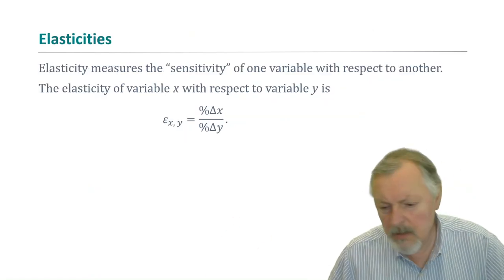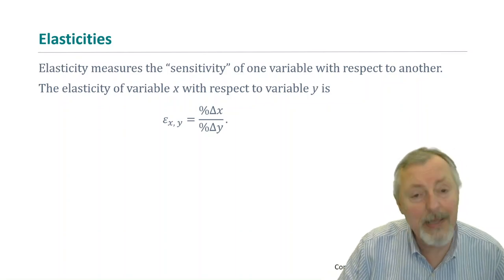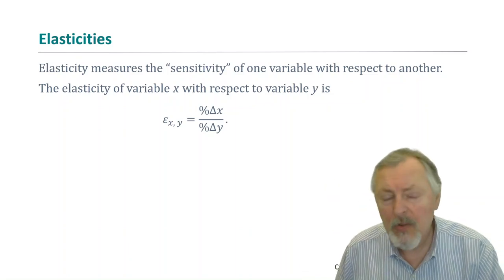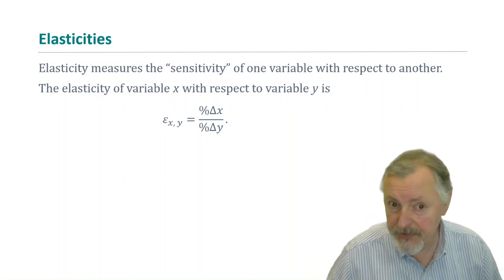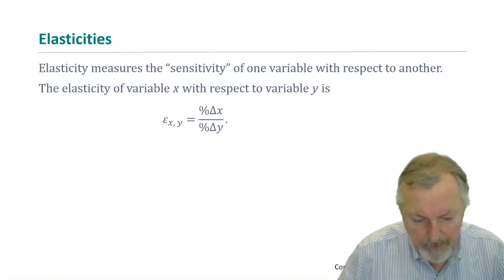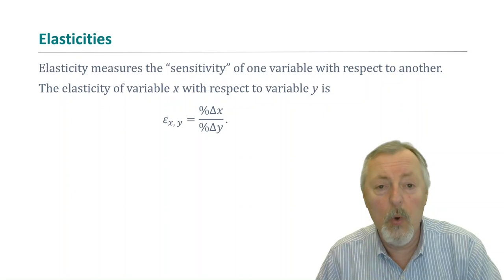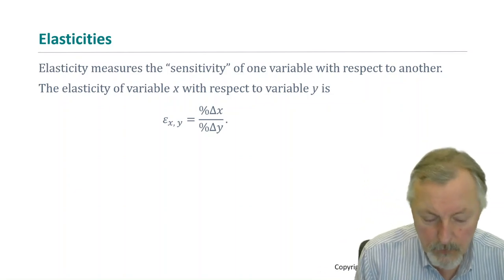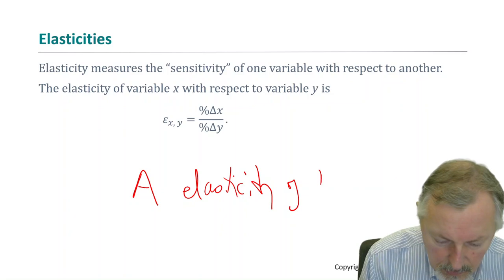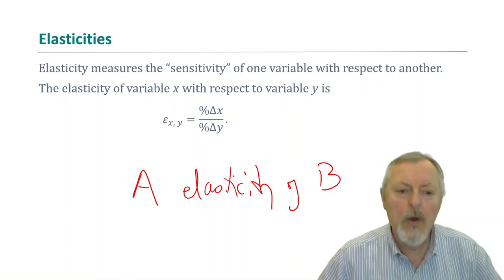Okay. The main point of this chapter is elasticity. Now, I assume you did see elasticity, you may even remember it, from principles. The concept is the same. The way we calculate it in intermediate micro is different. First, what is elasticity? Elasticity is a generic term referring to how responsive one thing is to a change in another. For example, the elasticity of B with respect to A means how much B changes for a given change in A.